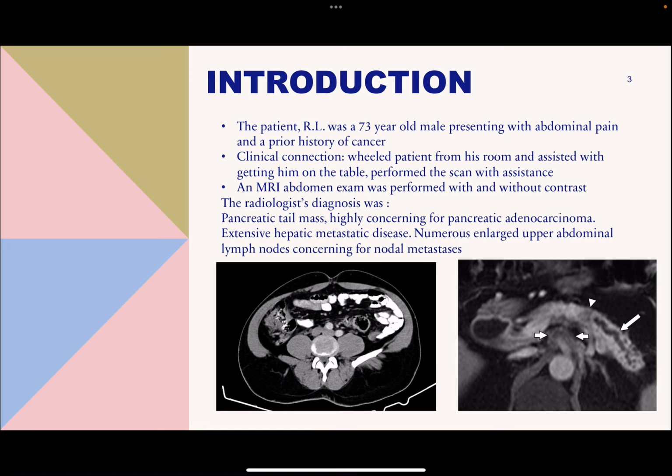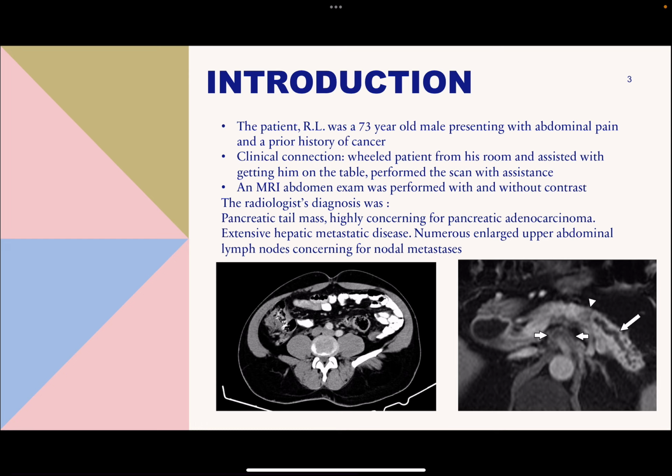Upon completion of the exam, the radiologist diagnosed him with pancreatic tail mass that was highly concerning for pancreatic adenocarcinoma, extensive hepatic metastatic disease, and also he had numerous enlarged upper abdominal lymph nodes concerning for nodal metastases.